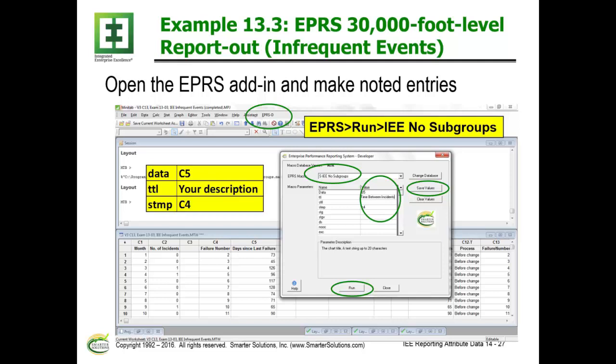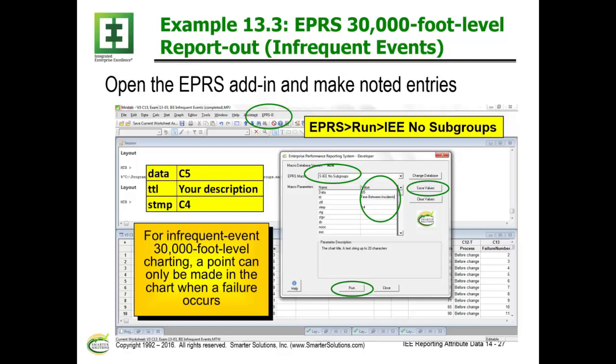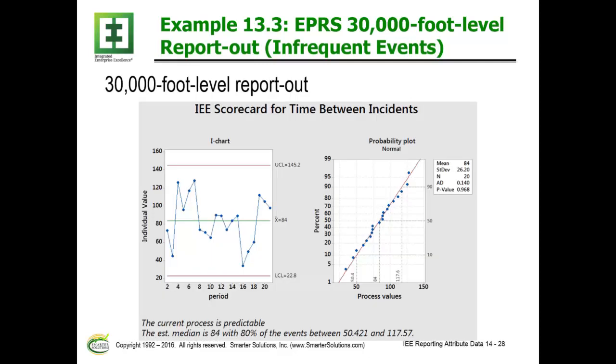So if we follow this logic, then we run into no subgroups. So now this is what we have: time between failures. We estimate the median is 84 days or whatever, and 80% of the events are between 50 and 117. It's common cause variability. Now the nice thing about plotting this chart out is that all of a sudden you make a real big gain. Let's say you moved up to 140 or 150 time between events, then you say, hey, we made an improvement, or we believe we did.